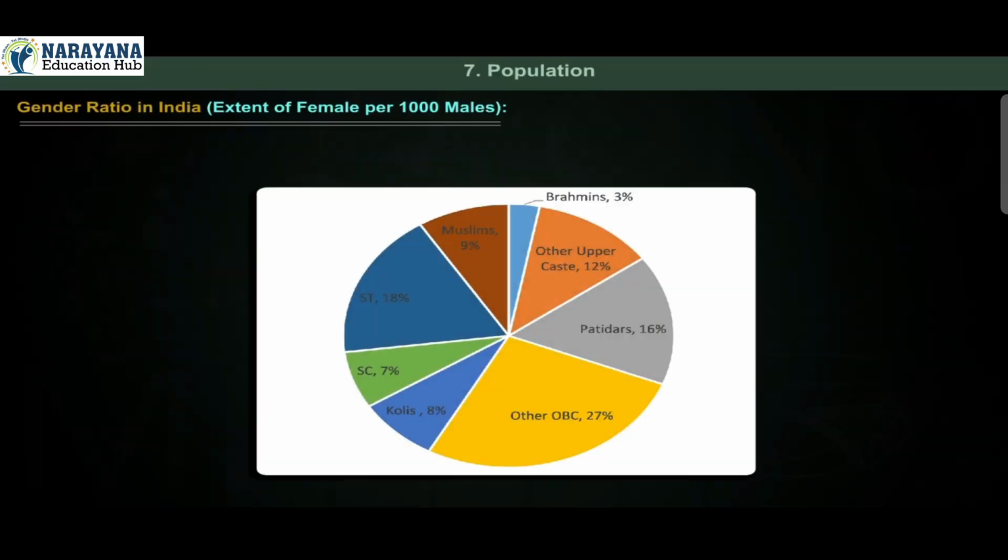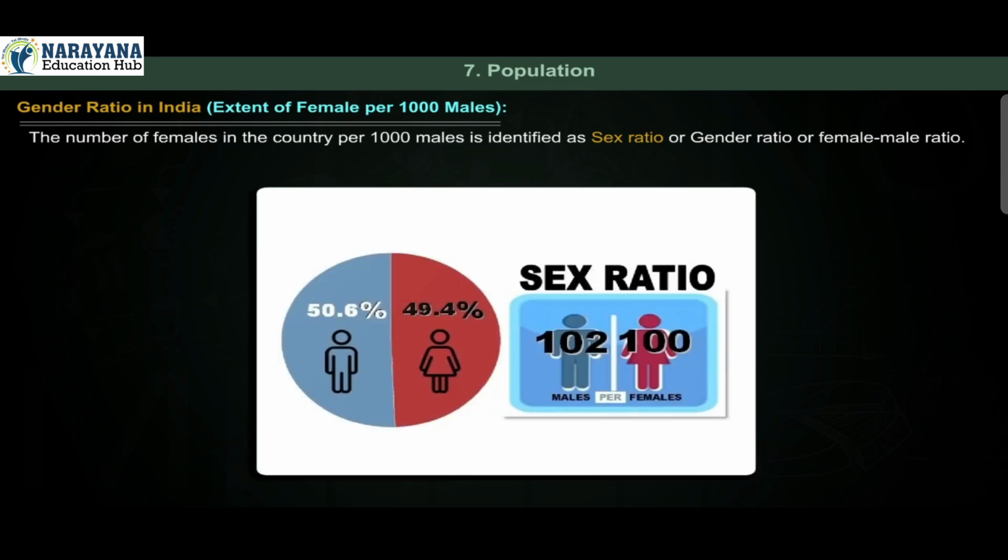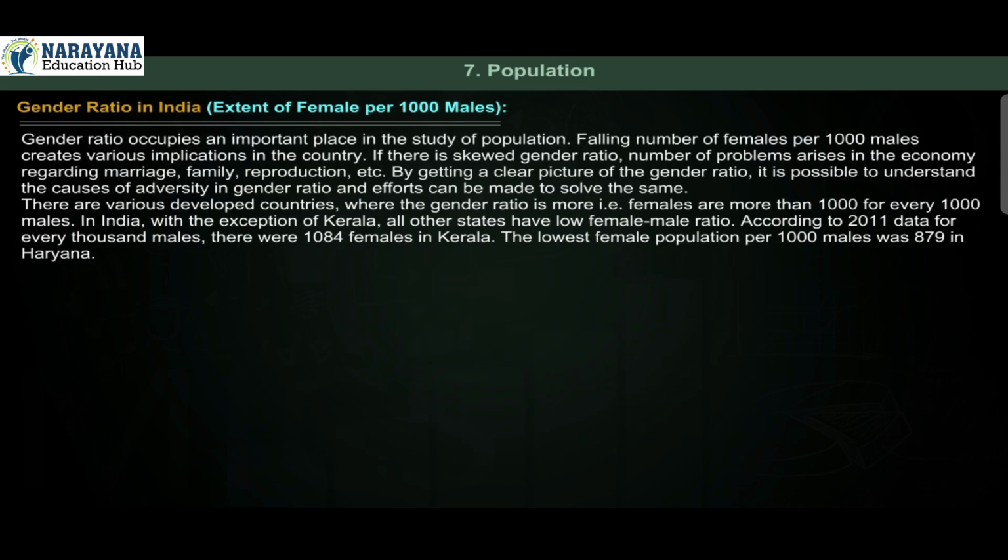Gender ratio in India, that is, extent of females per 1000 males. The number of females in the country per 1000 males is identified as sex ratio or gender ratio or female-male ratio. Gender ratio occupies an important place in the study of population. Falling number of females per 1000 males creates various implications in the country.